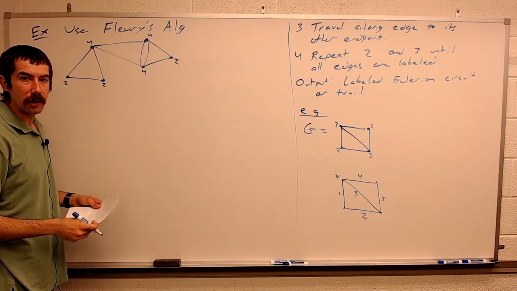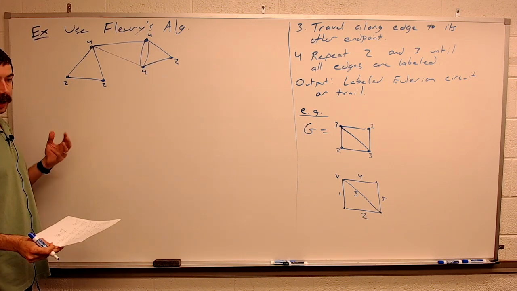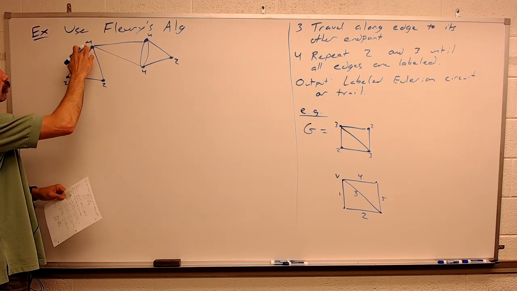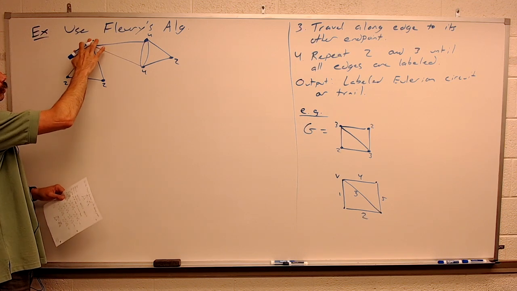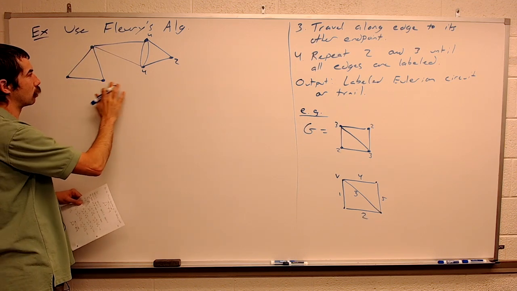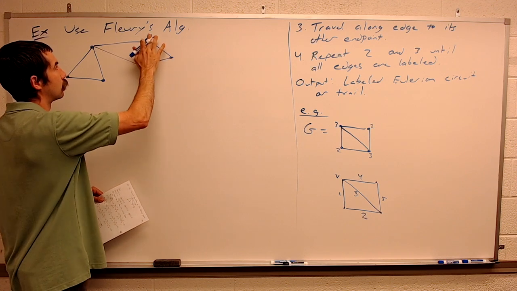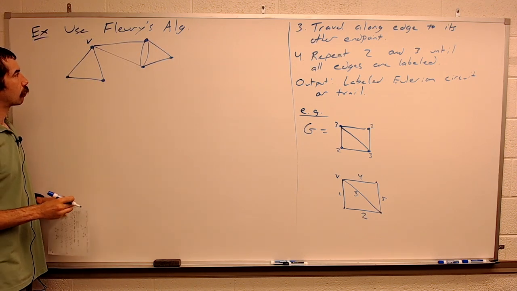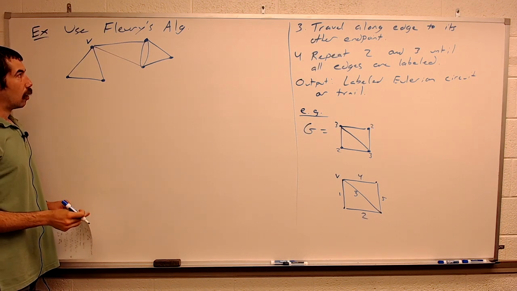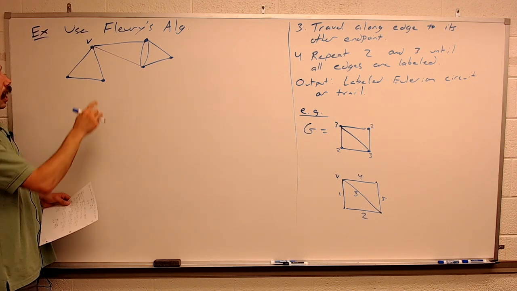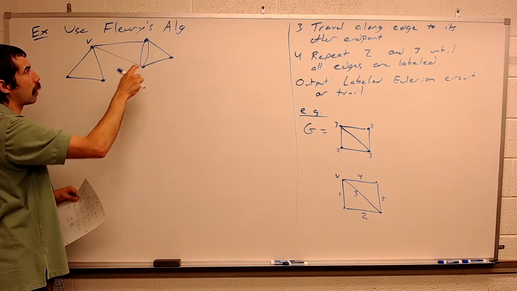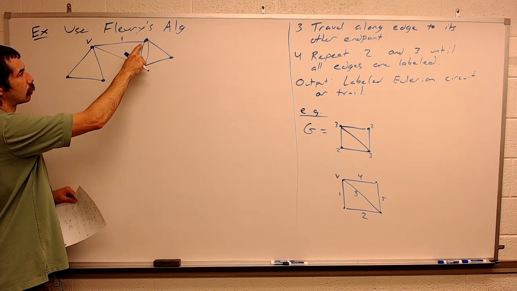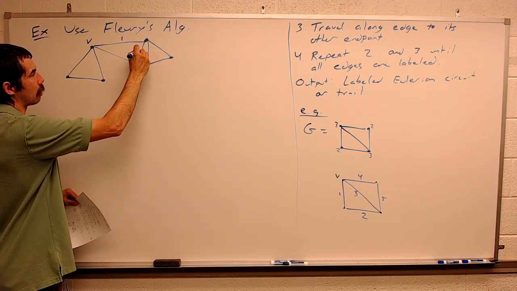All right, we have no odd vertices. So we could pick anything to be our starting point. I'm going to pick this vertex to be our starting point. All right, so I'm going to get rid of our labels, our degrees. This is our starting point. Okay, and so I'm going to travel this way first. This is my first edge, and now I'm going to travel down.